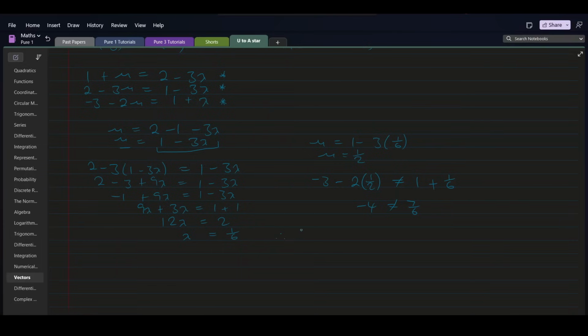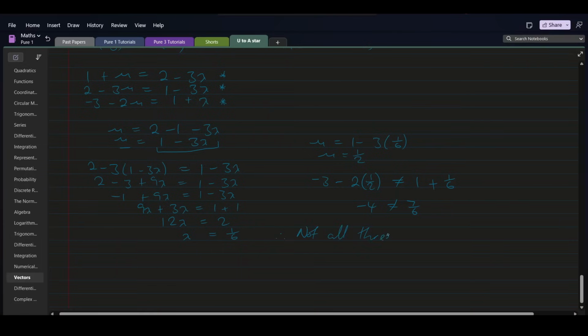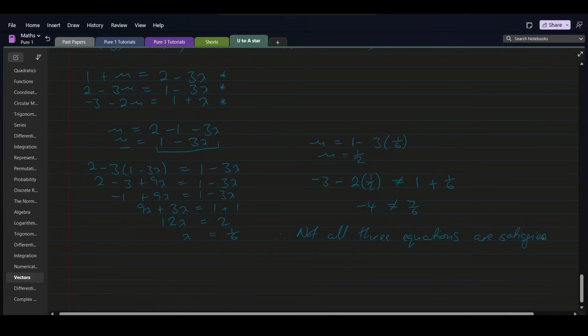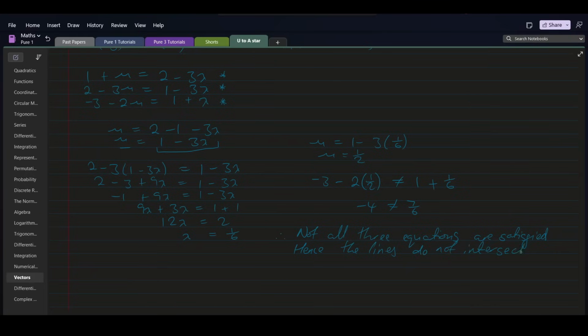So we can conclude that not all three equations are satisfied, hence the lines do not intersect. The lines do not intersect, and this would be our final answer.